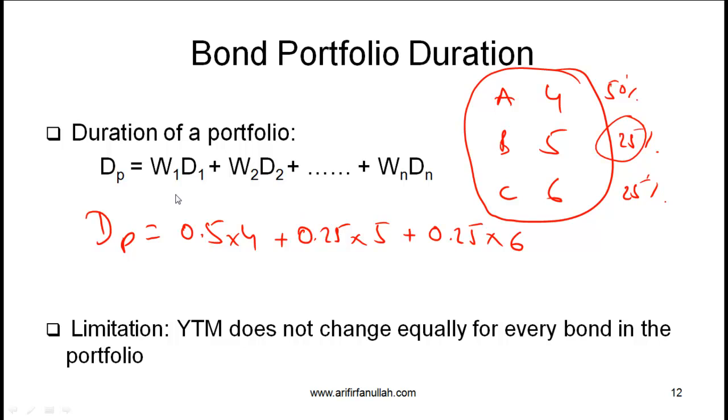A limitation of duration in general, and duration here in the context of a portfolio, is that it assumes a parallel shift in the yield curve. So it does not deal very well with non-parallel shifts. You will understand this concept better in level 2, but for now just memorize the fact that when we talk about duration, the point here is that if YTM does not change equally for every bond in the portfolio, then this becomes a somewhat approximate measure.